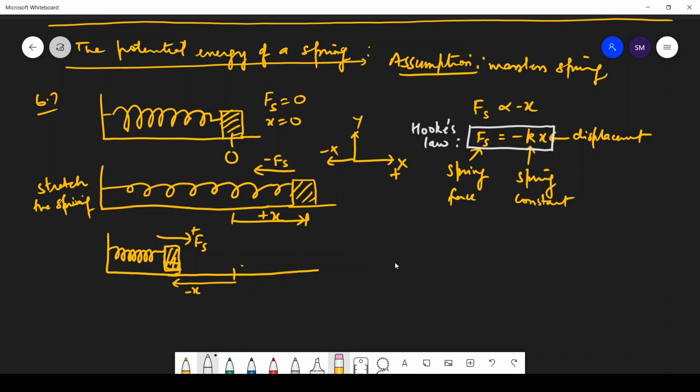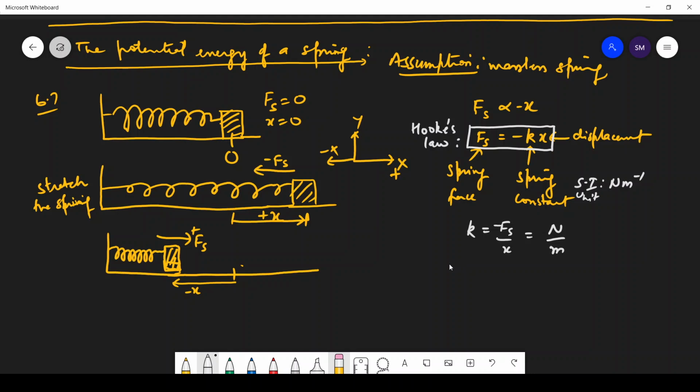Now, what are the units of spring constant? How do we find the units of spring constant? k is equal to Fs upon x, right? The unit of force is Newton and of displacement is meter. So the SI units of spring constant are Newton per meter. Now students, the dimension formula is also important. You can find it out.